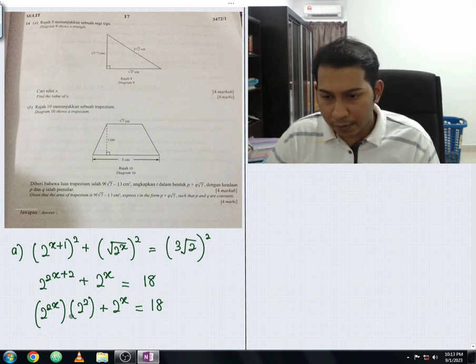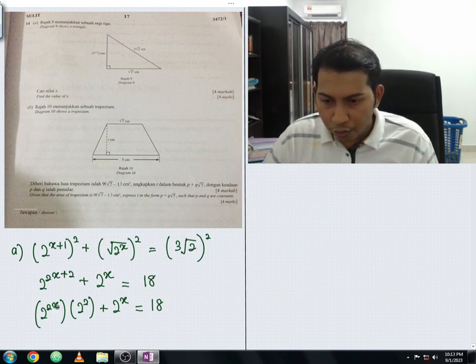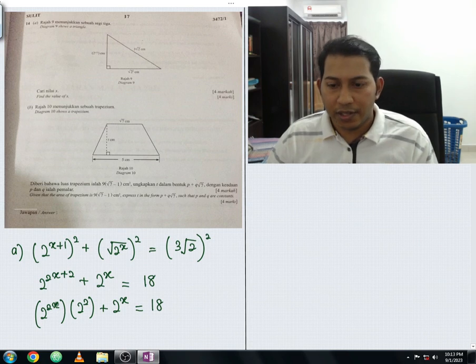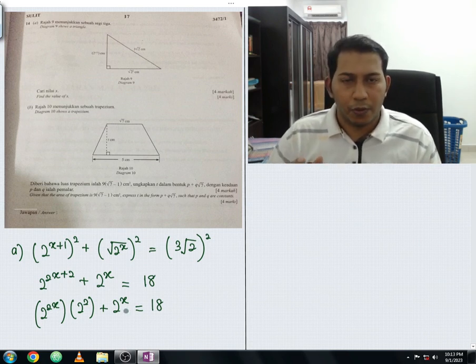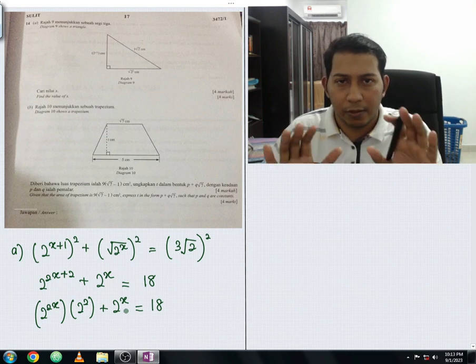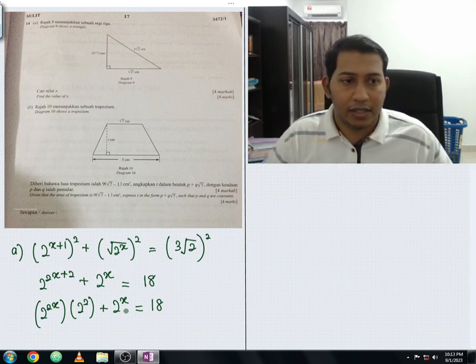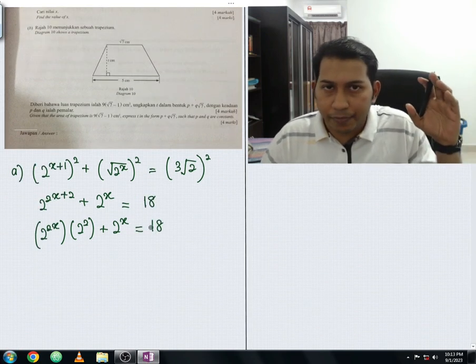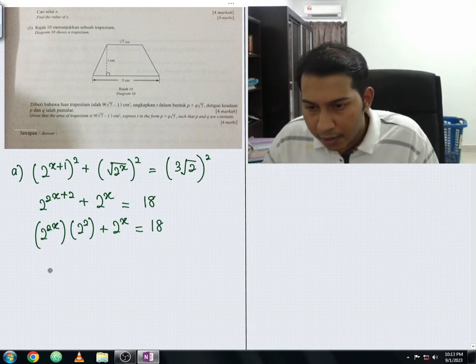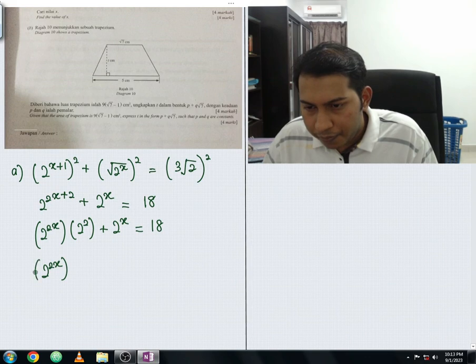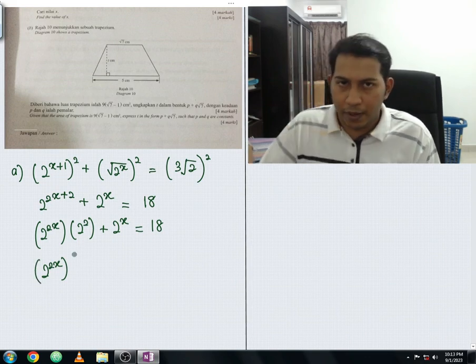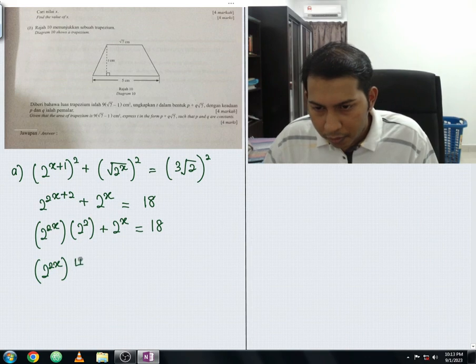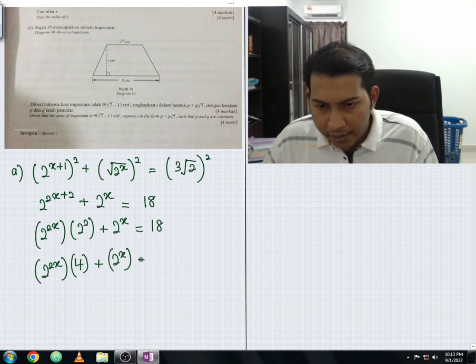What we're going to do is treat this 2 to the power of 2x as a quadratic equation. Wait, how are we going to treat it as a quadratic equation? Please hold on guys, I'm going to explain step by step. Now this 18 from the right hand side, we're going to move to the left hand side. So 2 to the power of 2x times, this 2 square we can expand to become 4, plus 2 to the power of x minus 18 equals to 0.